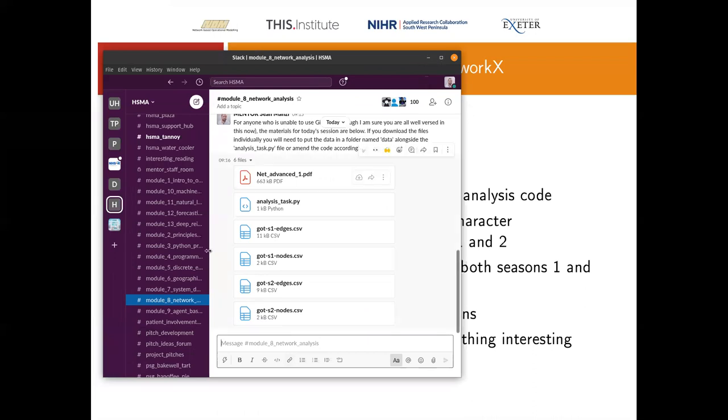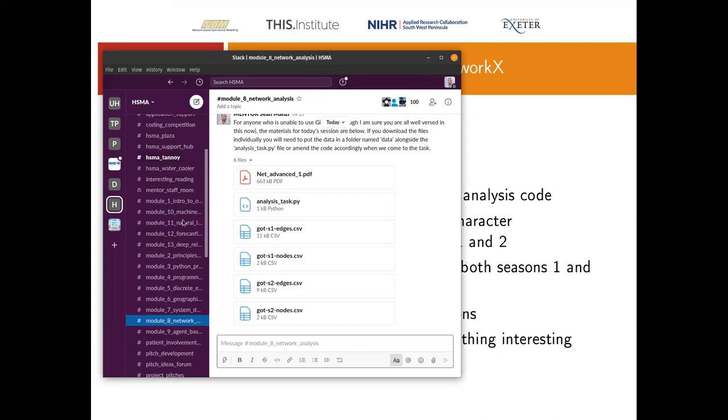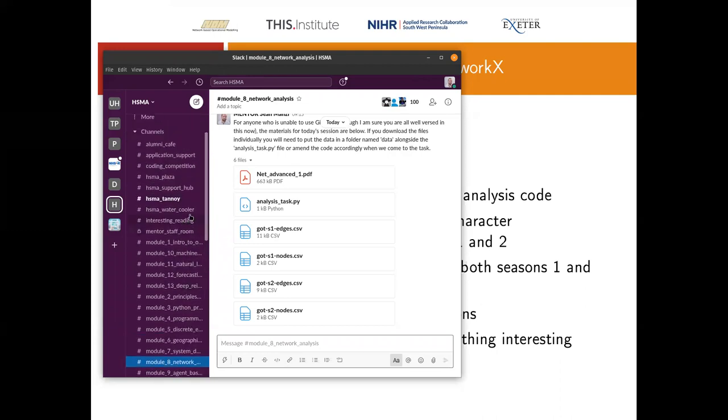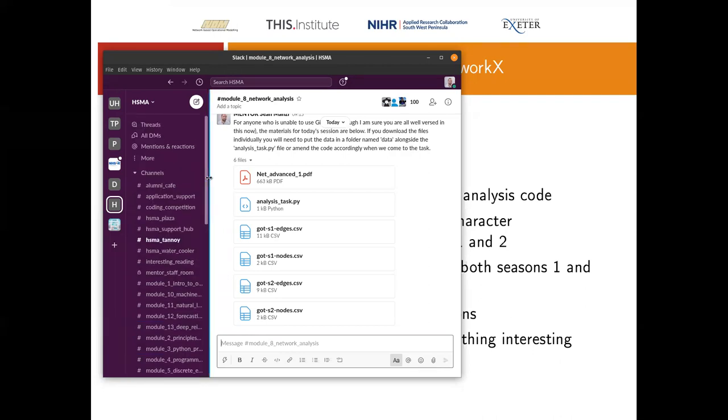So the mentors will be around and monitoring the chat, but try and use each other as the support network and ask questions of each other. If you do have an issue that you don't seem to be able to solve together, then ask directly of one of us, or mention one of the mentors in particular, and ask us to come in and help.